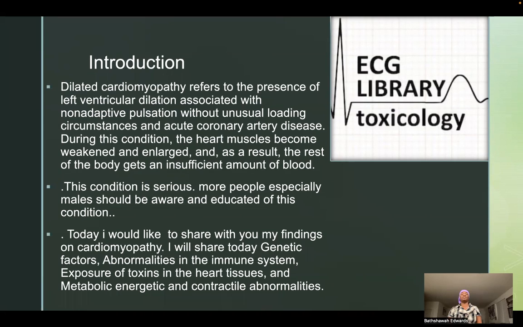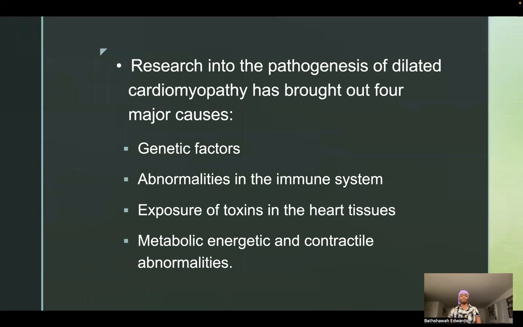Today, I will share with you my findings on cardiomyopathy. I am sharing genetic factors, abnormalities in the immune system, exposure of toxins in the heart tissue, and metabolic, energetic, and contractile abnormalities. Research today into the pathogenesis of dilated cardiomyopathy has brought out four major causes: genetic factors, abnormalities in the immune system, exposure of toxins in heart tissue, and metabolic, energetic, and contractile abnormalities.